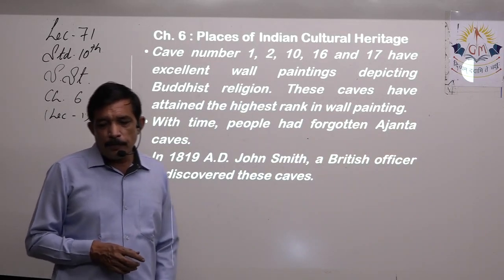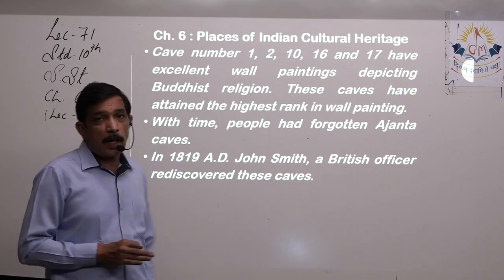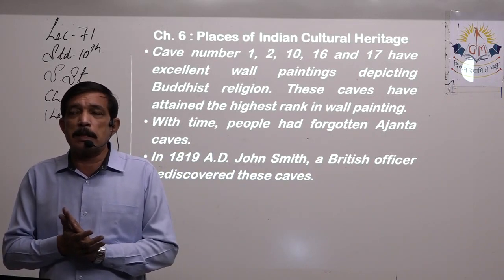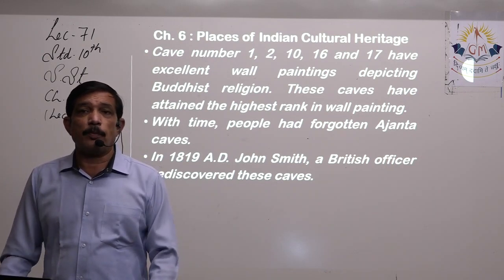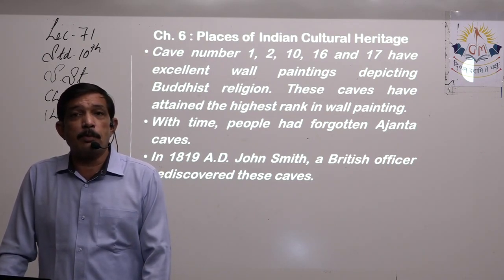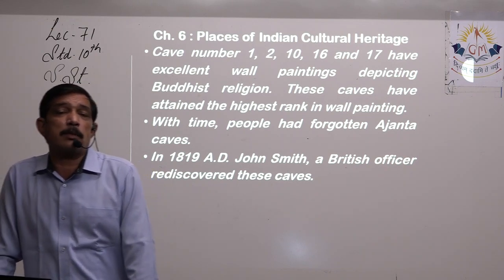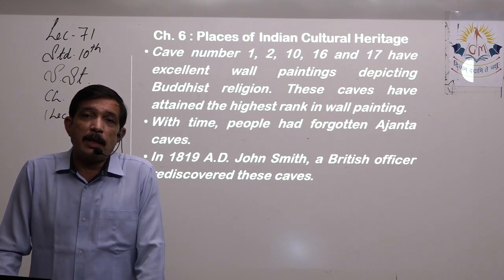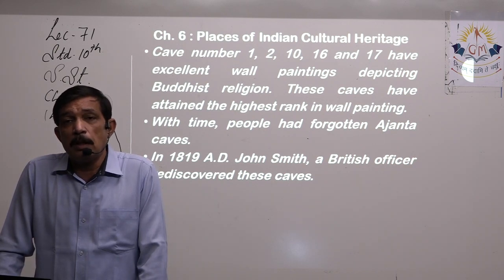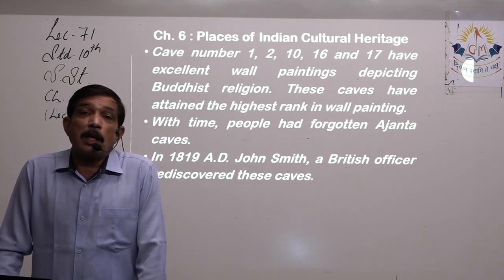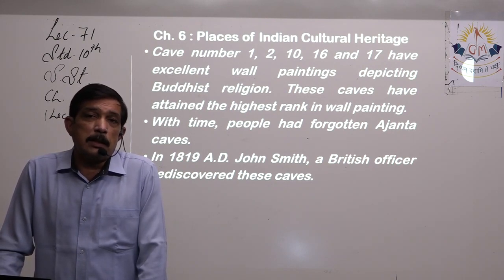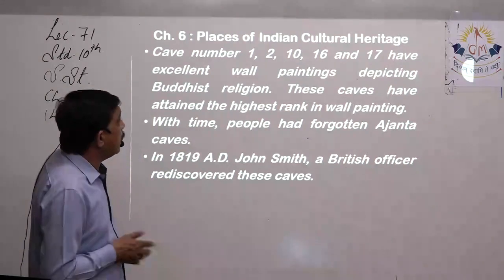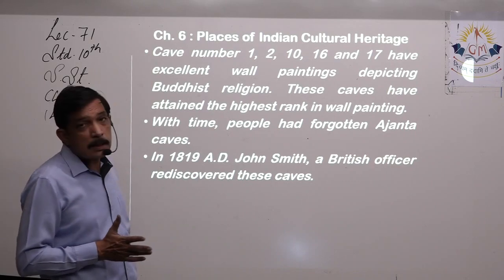16 and 17. These caves have attained the highest rank in wall painting in comparison because in caves usually what happens is they are quite safe, but the walls, because they are made up of rocks and because they are quite high up in the hills, mountains, etc., probability of rainwater entering inside and dampening the painting and damaging the painting, there is also a possibility. If the cave gets closed, then dampness seeps in quite deeply. But excellent example of wall painting can be seen in cave number 1, 2, 10, 16 and 17.